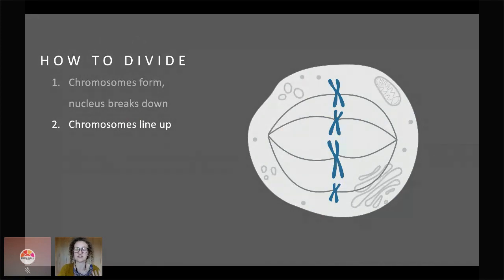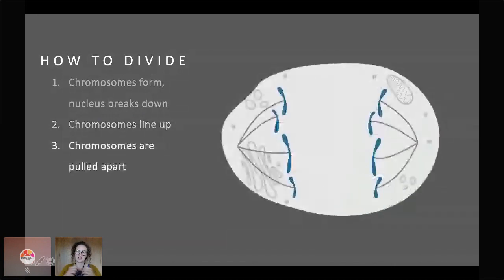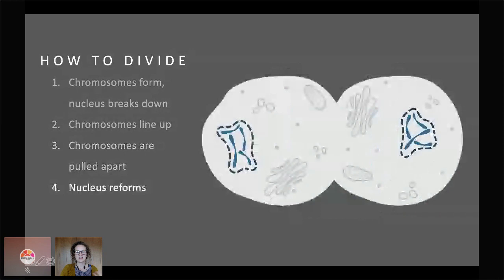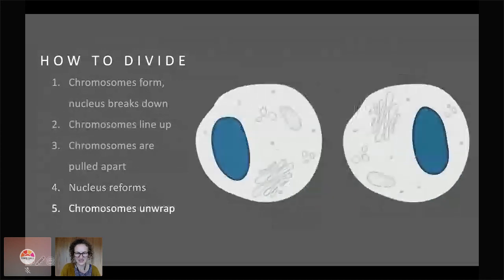And then once all of these chromosomes are properly aligned and attached, these ropes will do their job and pull the chromosomes apart towards what will become each new cell. Once these chromosomes are separated, the nuclear envelope will then reform around each copy of DNA. And then once this nuclear envelope is reformed, the chromosomes can unwrap, allowing the cell to access information and proceed on with its normal functions.